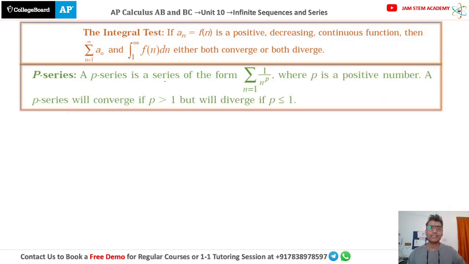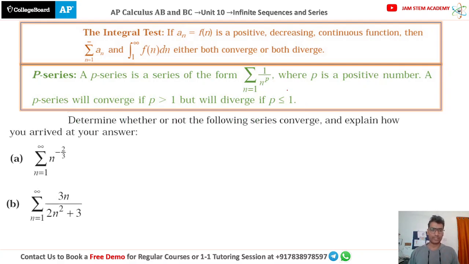What is that? A P series is a series of the form 1 by n raised to the power p, where p is a positive number. Always make sure that p must be a positive number. A P series will converge if p is greater than 1, and it will diverge if p is less than or equal to 1. We have already seen it for p equals 1, 1 by n. We proved that it is divergent using the integral test already. So if p is less than or equal to 1, it diverges. So that you can use directly in your exam as well, the P series test.